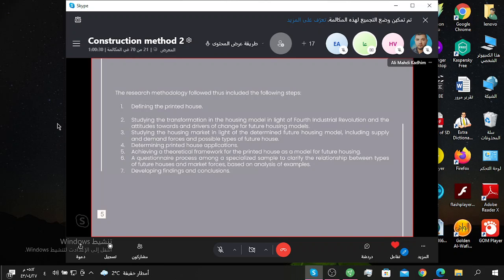Number 4. Determining printed house application. Number 5. Achieving a theoretical framework for the printed house as a model for future housing. Number 6. A questionnaire process among a specialized sample to clarify the relationship between types of future houses and market forces based on analysis of examples. And number 7. Developing findings and conclusions.